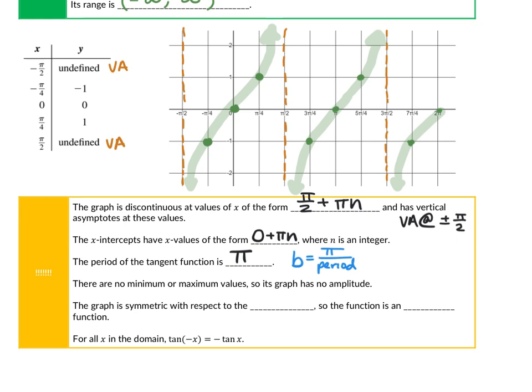The graph is symmetric with respect to the origin, so I could rotate it around the origin, so the graph is an odd function. For all x in the domain, tangent of negative x is again equal to negative tangent of x. These even odd identities will come back to us in the next chapter, but it is important to see that here attached to the graph.